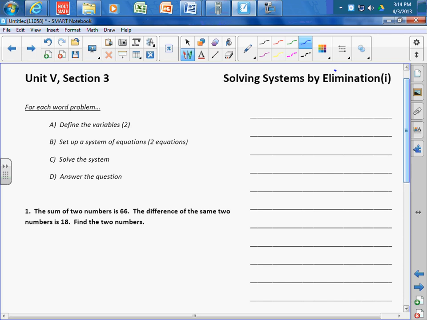Now, to define two variables. That means choose two variables and tell me what they stand for.